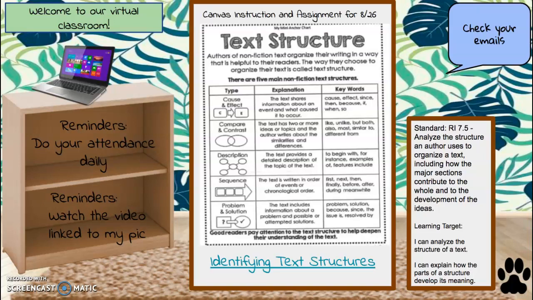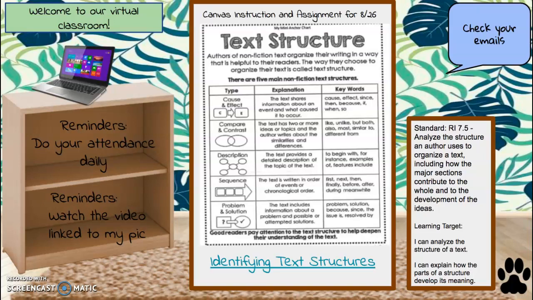Okay? One thing happens, then another thing happens. Okay? The text shares information about an event and what caused the event to occur. Some keywords: cause, effect, since, then, because, if, when, so. So when you see those words, those are trigger words that let you know there's a cause and effect structure going on in this selection.